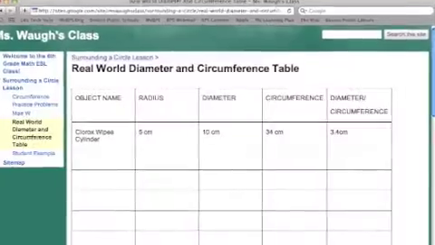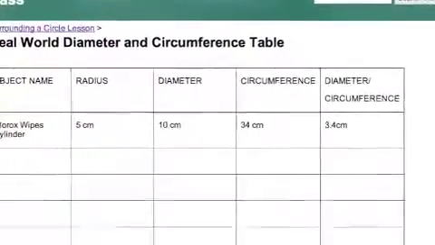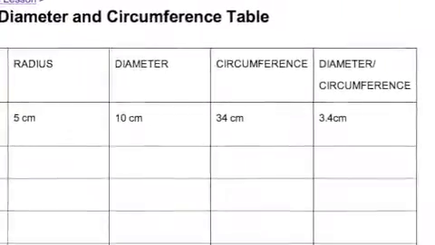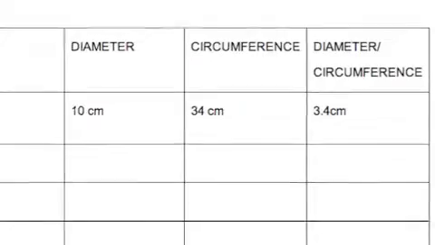And you're going to go onto the class Google site and put those diameter, radius, and circumference measurements into a table. In the final column, I want you to divide the circumference by the diameter. In this case, our circumference is 34 centimeters and the diameter is 10 centimeters. So divide 34 by 10 and you get 3.4 centimeters.